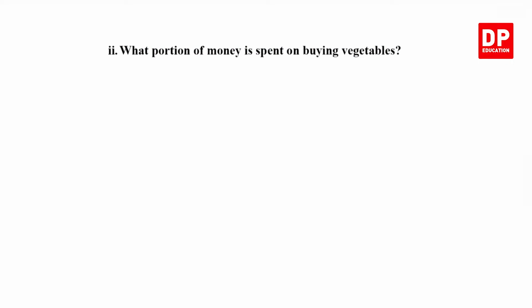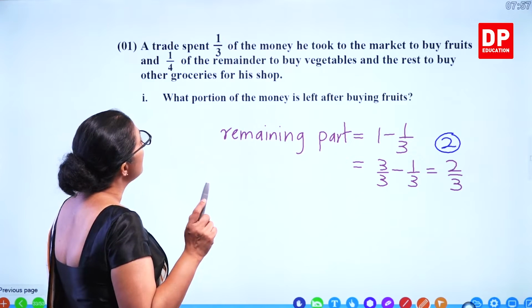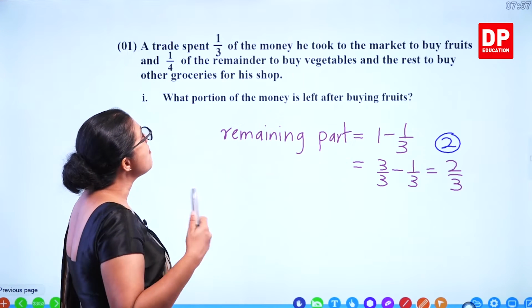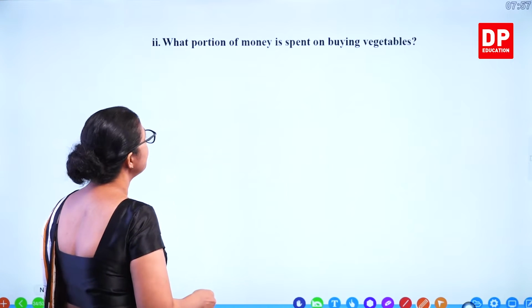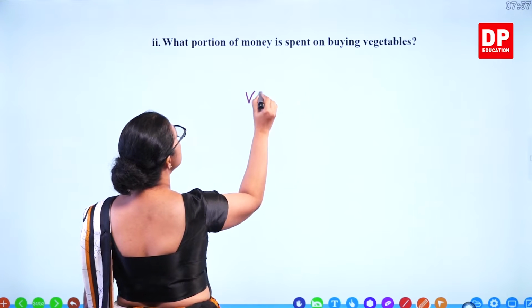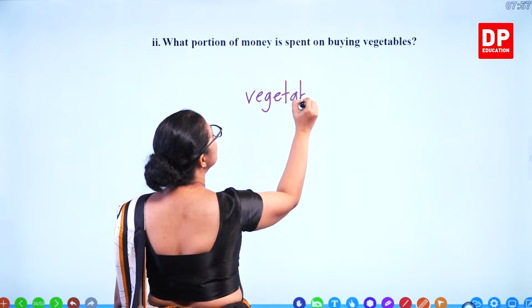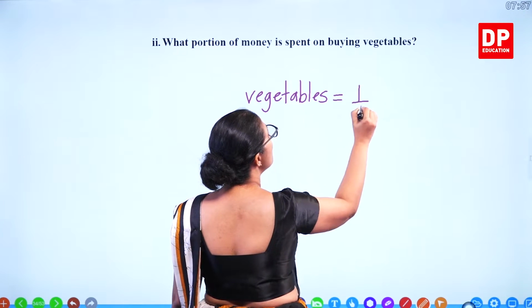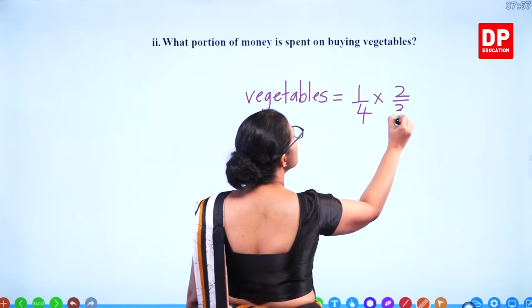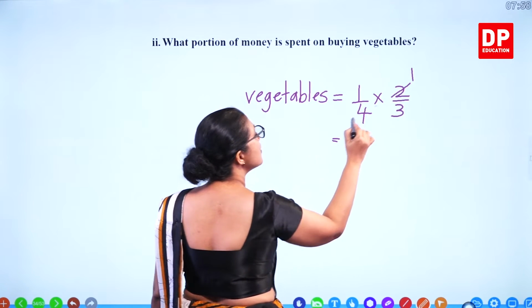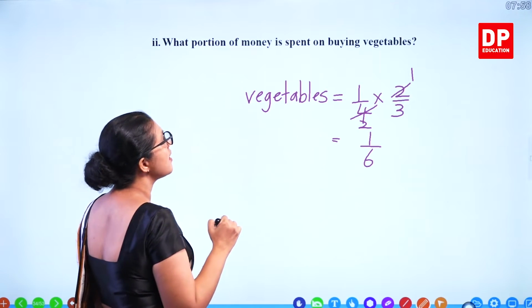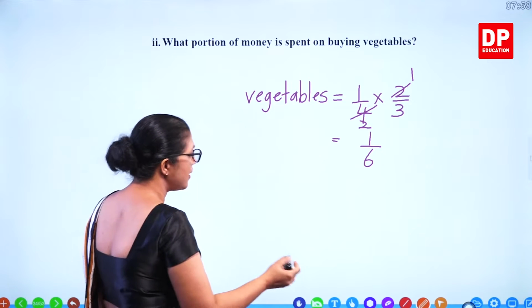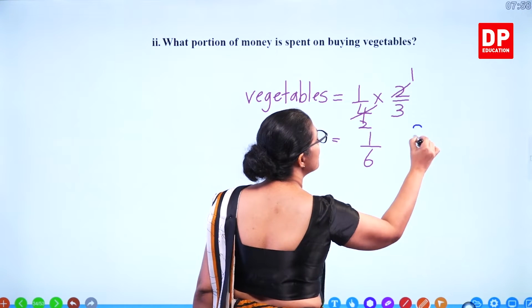Second part, what portion of money is spent on buying vegetables? So it says 1/4 of the remainder to buy vegetables. So 1/4 of 2/3. So for vegetables is 1/4 of 2/3. 2 and here 2. So 1/3 times 2, 6. That's 1/6. So I can give 2 marks for this one as well.